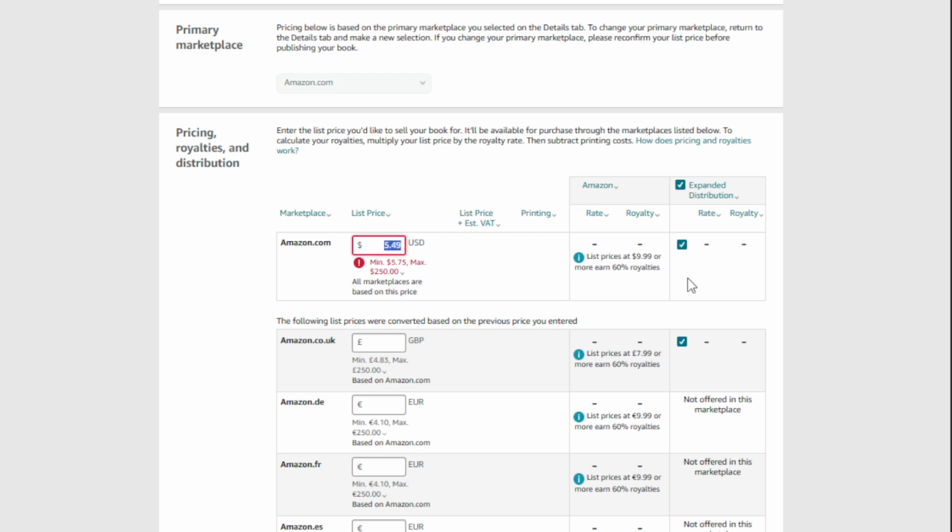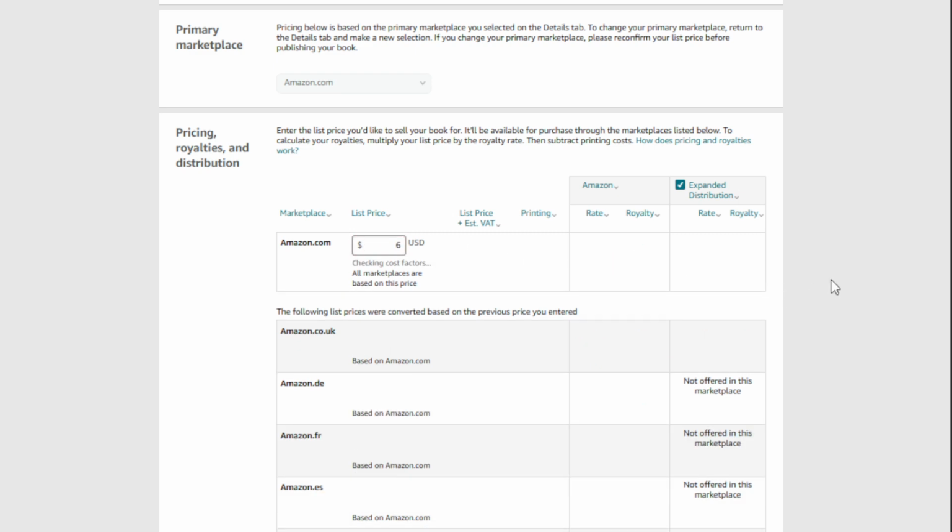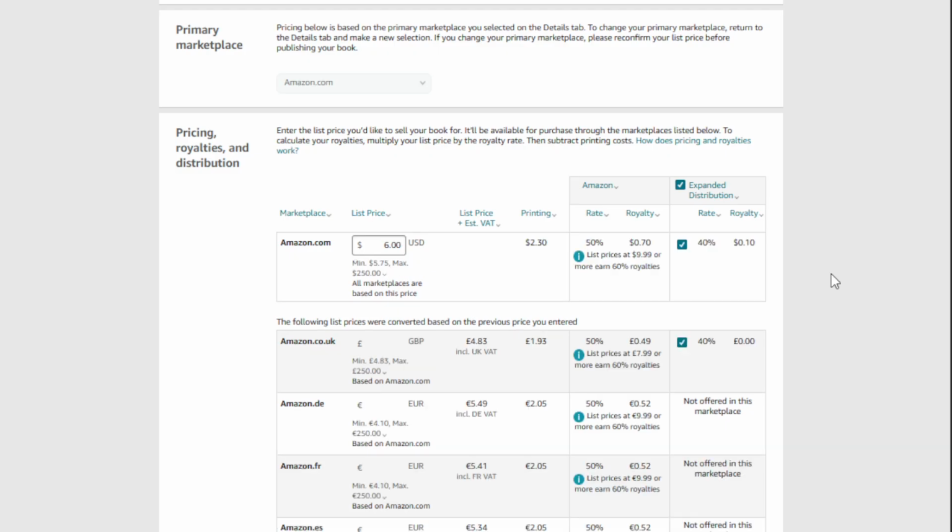Furthermore, not all book formats are eligible for expanded distribution. The eligible ones include paperback and hardcover editions. Unfortunately, eBooks don't qualify for expanded distribution, which makes sense if we consider that libraries and many brick-and-mortar retailers still heavily rely on physical books. When planning your publishing strategy, make sure your book is in one of these eligible formats if you're considering going with expanded distribution.